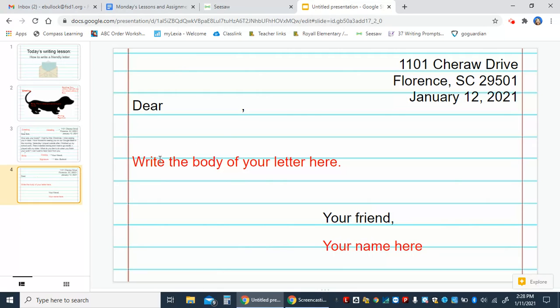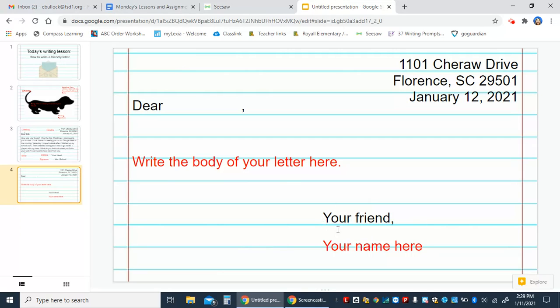Then I want you to come up with at least 5 sentences for the body of your letter. So what I wrote here in red says, write the body of your letter here. You don't copy that. You're going to do your writing. Maybe ask your friend what they've been doing while we've been out of school. Maybe you want to know something that they got for Christmas, or maybe you would like to know if they traveled anywhere since we've been out of school, or who they've played with, or where they've gone. So you think of some cool things to ask and to tell your friend.